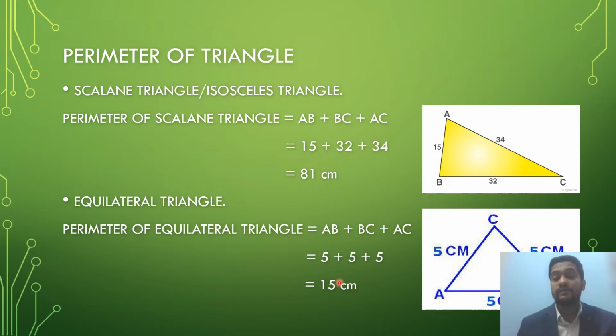Add 3 into side, because the equilateral triangle has 3 sides and all sides are equal. So 3 into side, 3 fives are 15 centimeter. This way also you can get the answer.